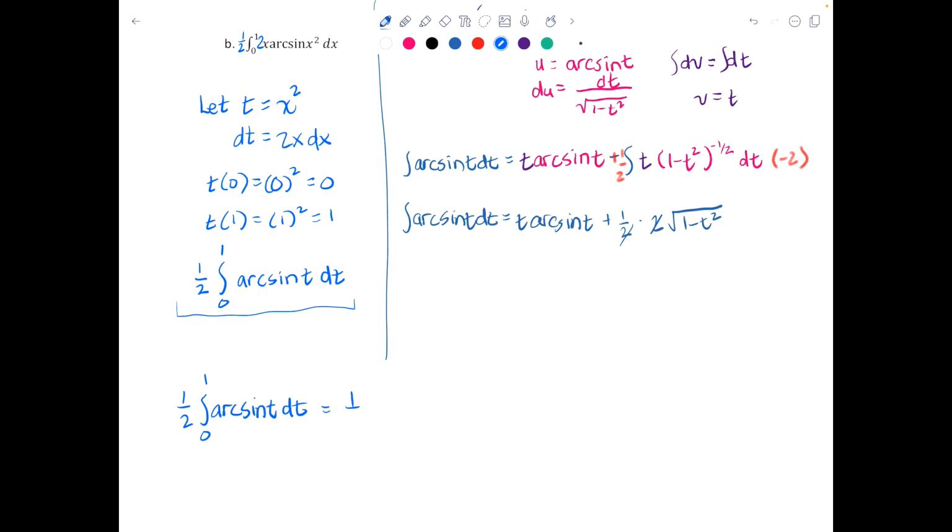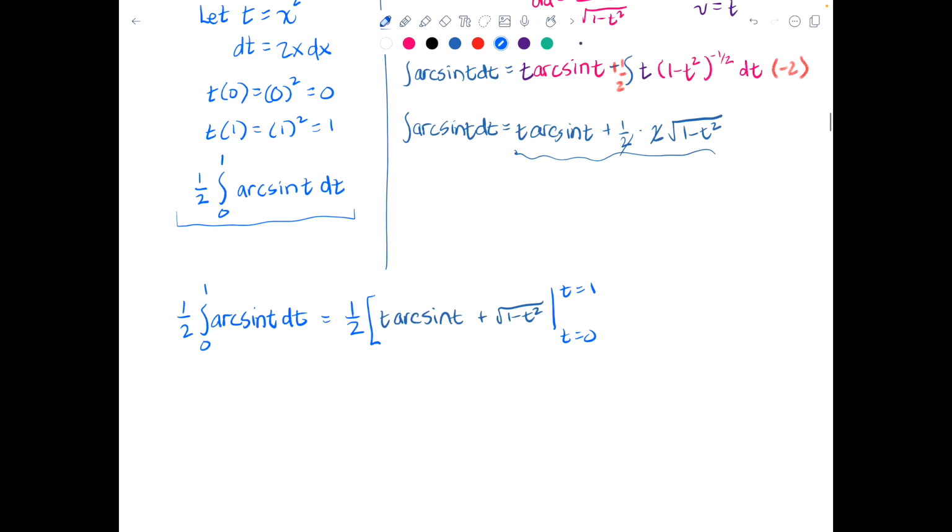equals 1 half times, I'm going to put the result I got here. So we got t times arcsine of t plus the square root of 1 minus t squared. And that's from t is 0 to t is 1 since we, sorry, my husband's doing some yard work or something. t is 0 to t is 1 since we had already changed the limits of integration.